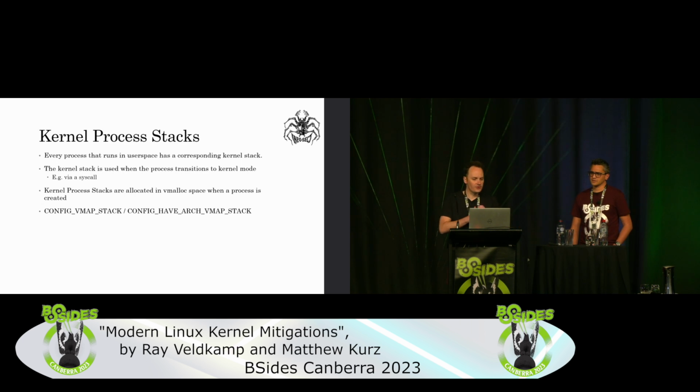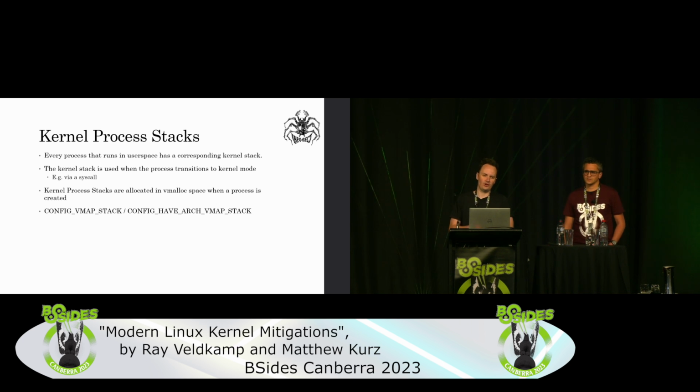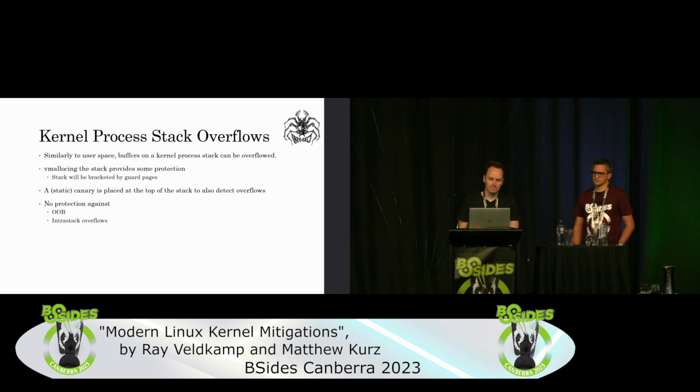So that moves us on to kernel process stacks. Every process that runs in user space has a corresponding kernel stack. And this stack gets used when the process transitions to kernel mode. And that usually happens when that process does a system call. Kernel process stacks actually get allocated in vmalloc space when the process is created, as long as this particular configuration option is set. And any distribution that you run today is going to have that variable set. It actually gives you quite a bit of security from having your kernel process stacks in vmalloc.